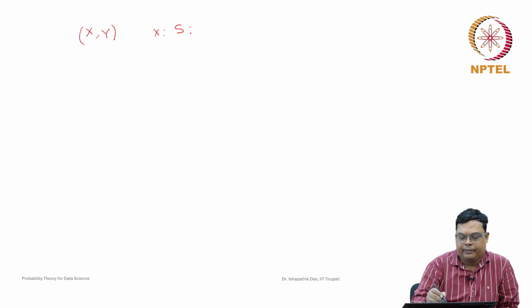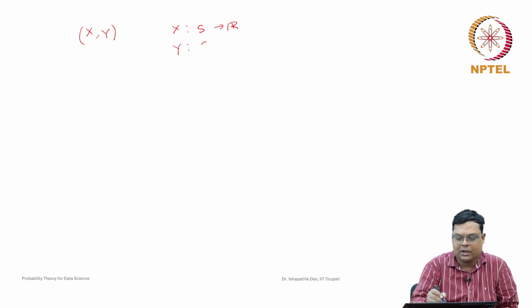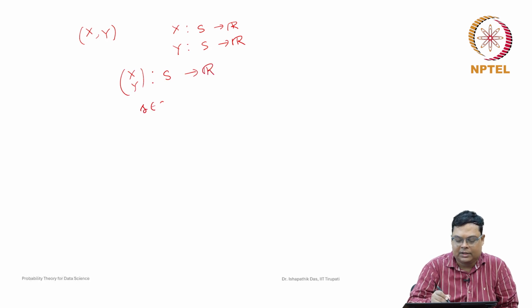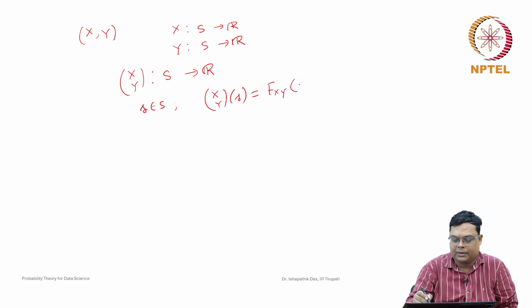X is a function, not only that, it is a measurable function from S to R, and Y is also a measurable function from S to R, and we define (X, Y), a measurable function from S to R, by: for any s belonging to S, (X, Y)(s) is nothing but (X(s), Y(s)).